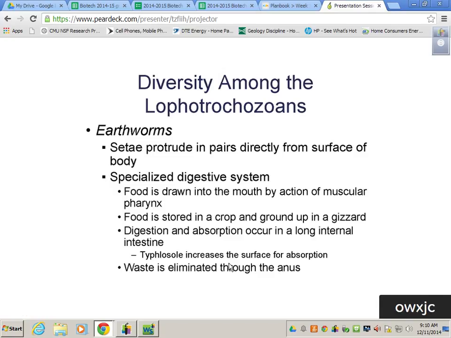Now the typhlosole increases the surface for absorption, and waste is eliminated through the anus. We know that as dirt, right?